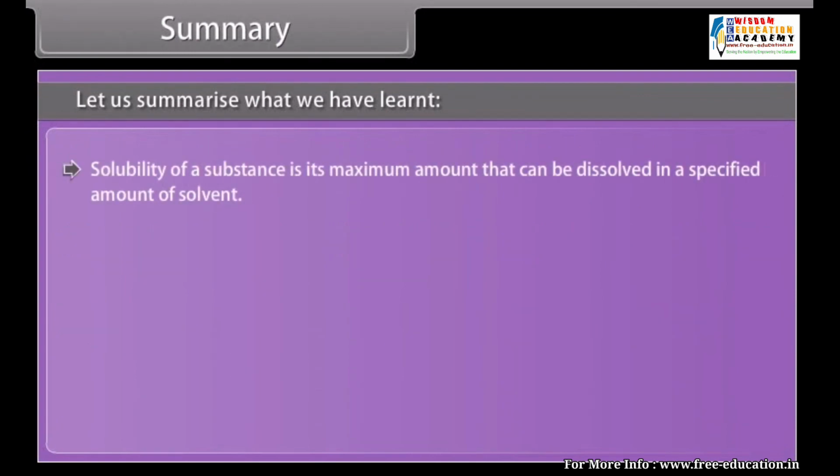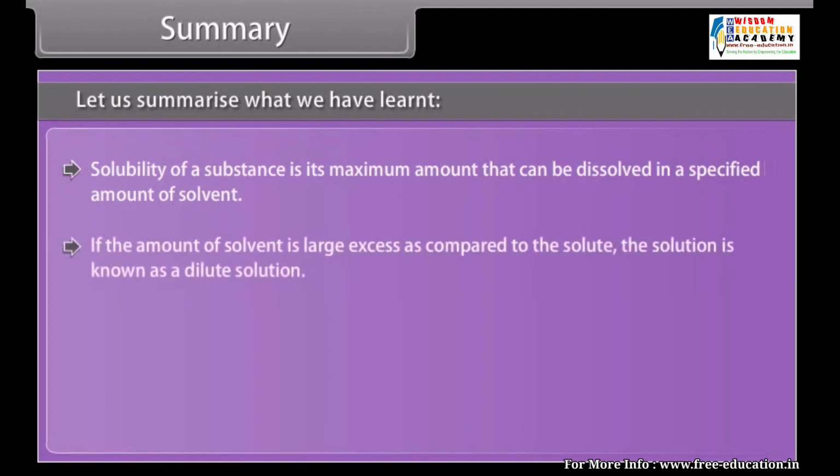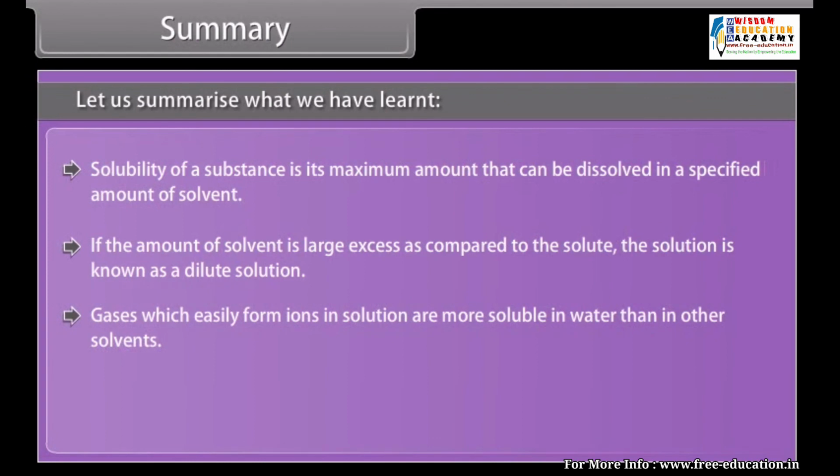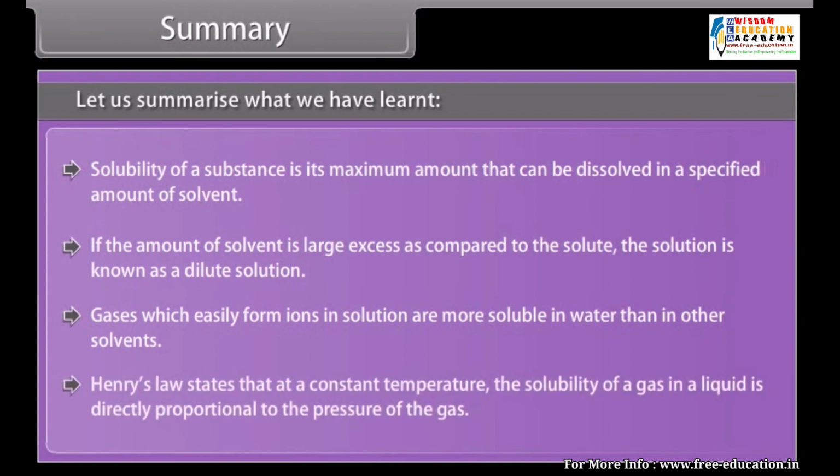Solubility of a substance is the maximum amount that can be dissolved in a specified amount of solvent. If the amount of solvent is in large excess compared to the solute, the solution is known as a dilute solution. Gases which easily form ions in solution are more soluble in water than in other solvents. Henry's law states that at a constant temperature, the solubility of a gas in a liquid is directly proportional to the pressure of the gas.